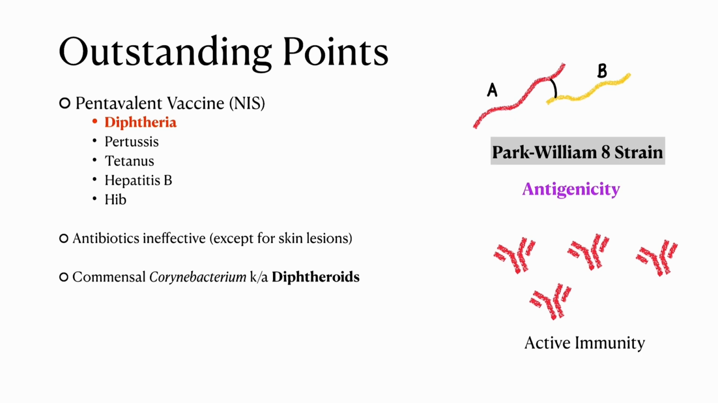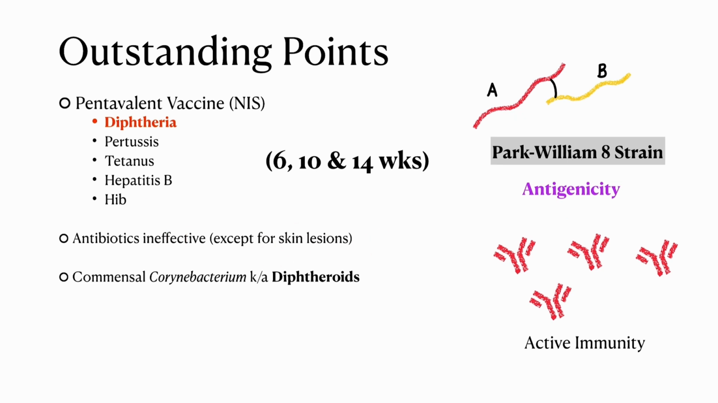So a quick question for you: at what time do we administer this pentavalent vaccine? So you guessed it right. We administer it at 6th, 10th, and 14th weeks after birth, right? Second point to note here is that antibiotics are ineffective in diphtheria infection just because toxin is the main villain of the story. So antibiotics will not be effective against toxin, except for skin lesions, where bacteria play an important role over toxin, so antibiotics can be effective in case of skin lesions.